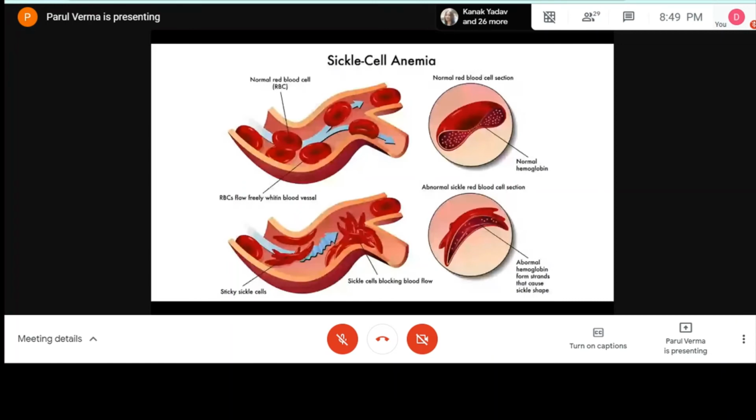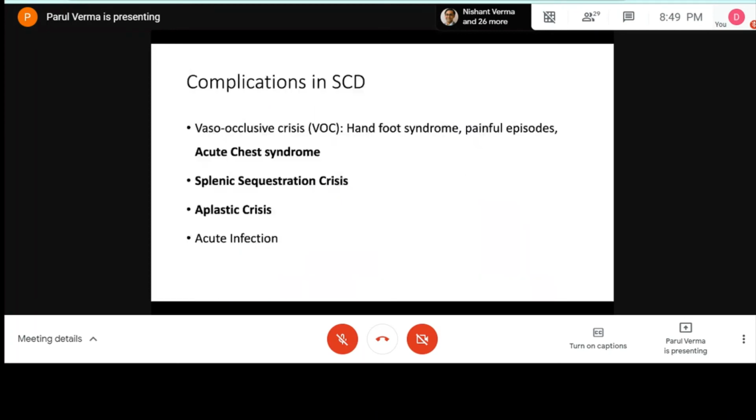Because of polymerization, it leads to blockade of capillaries, and this is the reason why these children develop various kinds of crisis. I will not go into the typical clinical presentation of sickle cell disease. I would only discuss conditions where a child with sickle cell disease needs ICU care. There are 3 kinds of crisis which a child with sickle cell can develop. One is vaso-occlusive crisis, the other is splenic sequestration crisis, and the third one is aplastic crisis.